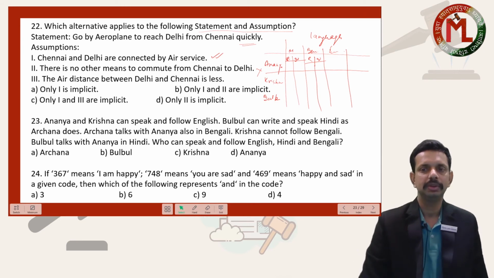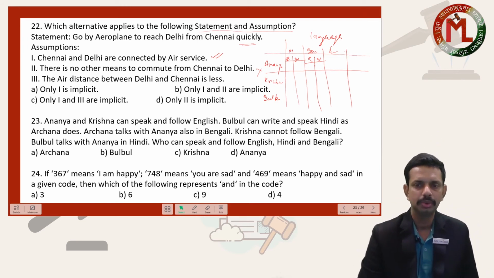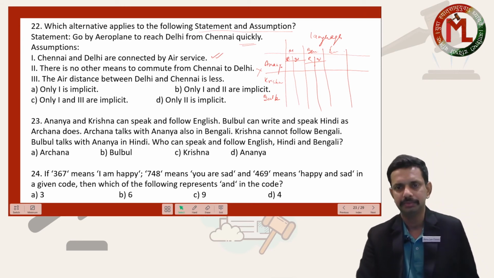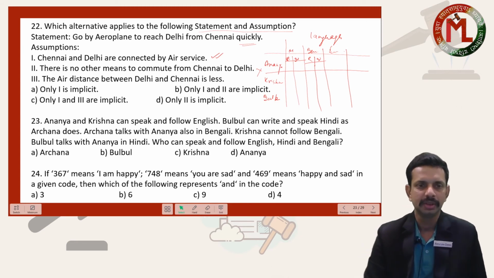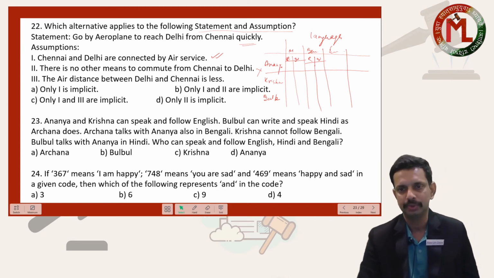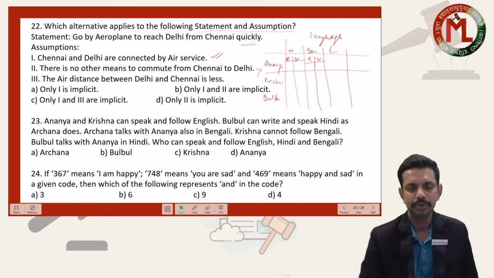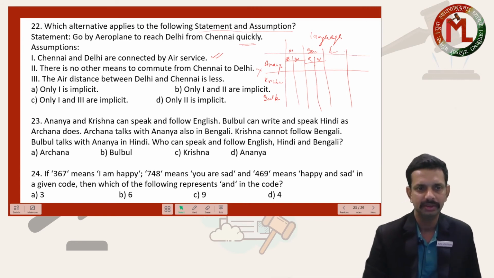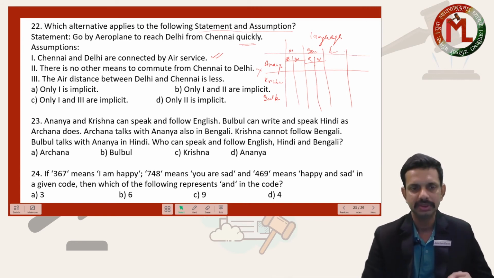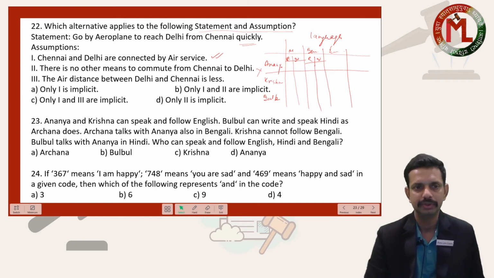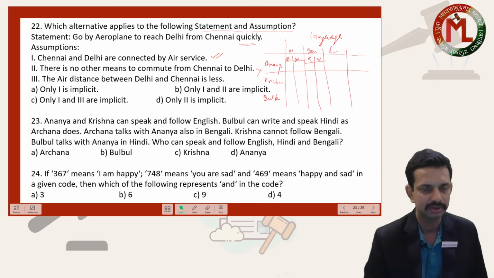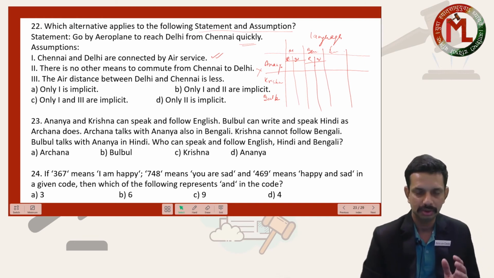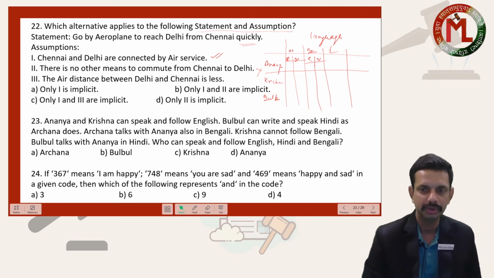Now the next one, the coding question. Now coding is again a very important part of your syllabus. Now here in these type of codings it is called substitution coding. So here the words or numbers or alphabets will be given which will be substitute of the words in the given statement.